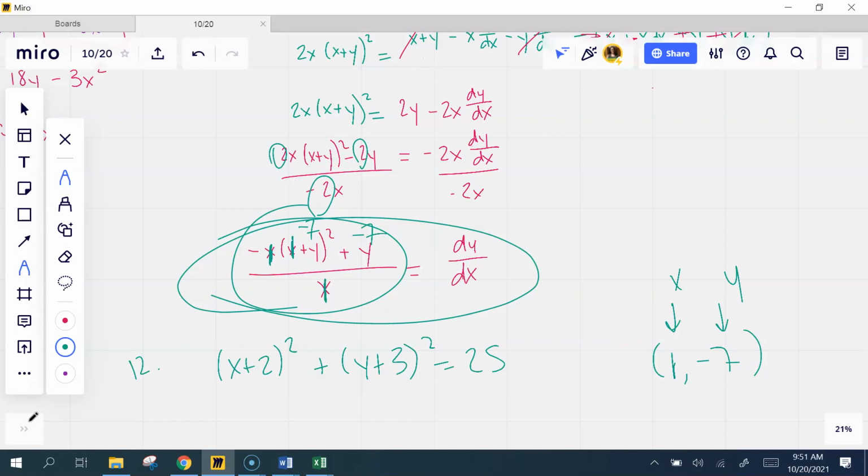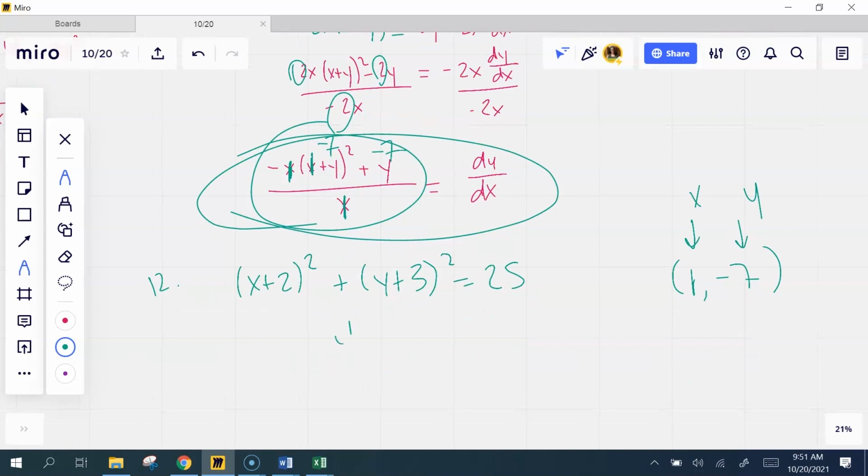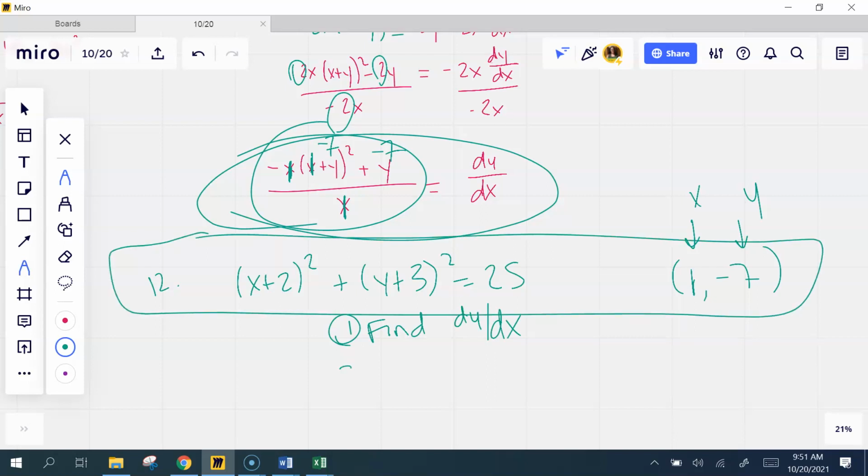Once you solve it, you just plug it in. So it's the same thing. You're finding dy dx, and then you're plugging in. If you're saying find dy dx, all right, the slope of the line at the point. Find dy dx. You are given all of this. Find dy dx and plug in the point.